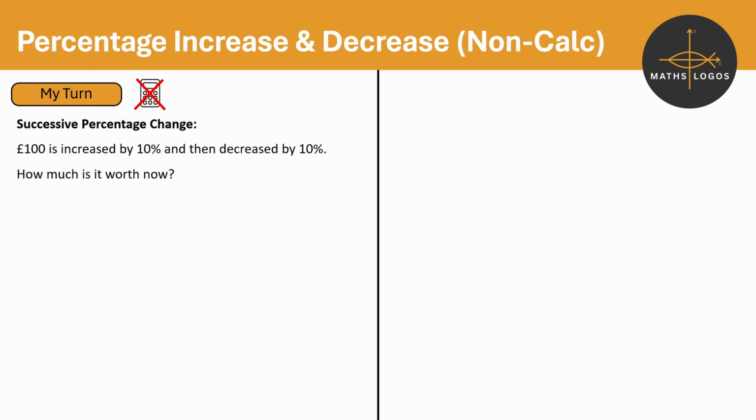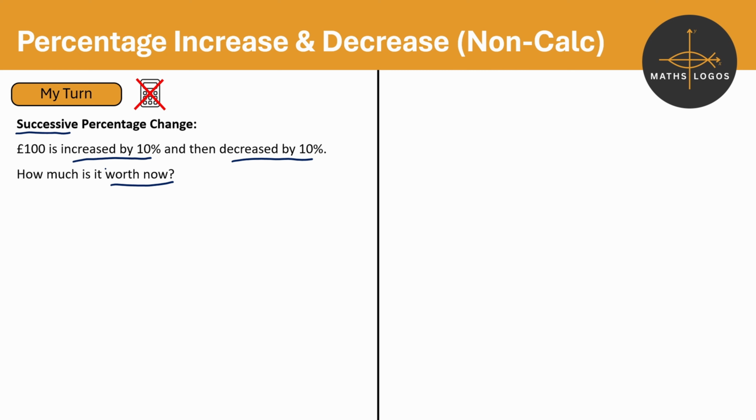The next type of example we're going to look at is what's called a successive percentage change. And the word successive just means one after the other, so there's going to be 2 or more percentage changes in this question. £100 is increased by 10% and then decreased by 10%. How much is it worth now?